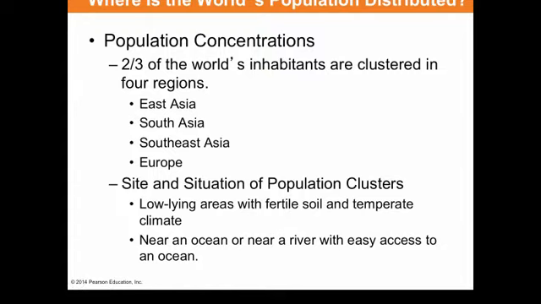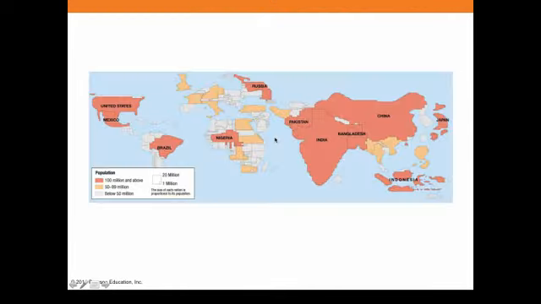Site and situation of population clusters. Low-lying areas with fertile soil and temperate climate. The majority of the world's population lives within easy access to water, within so many miles of water, and within temperate climates, which means within so many degrees north or south of the equator. And once again, two-thirds of the world's inhabitants are clustered in these four areas. Notice North America not among them.